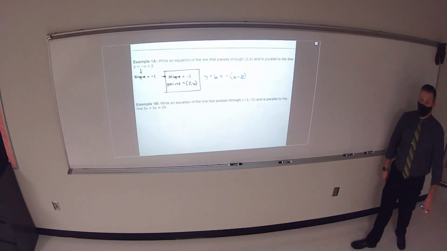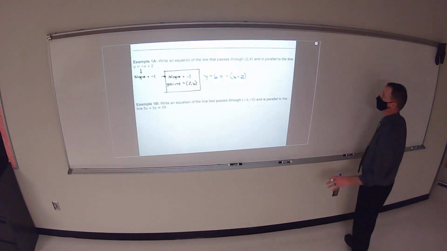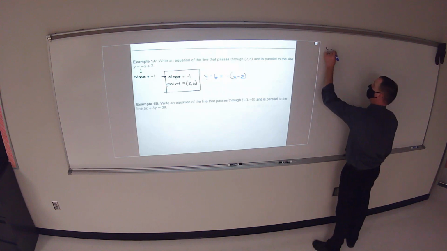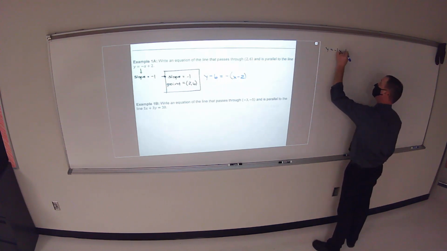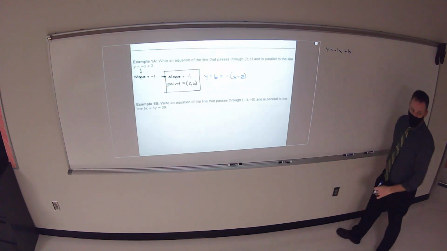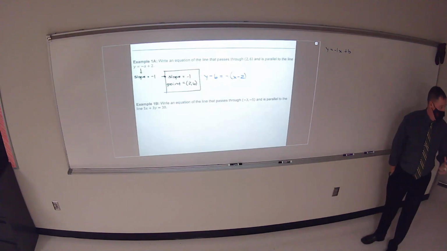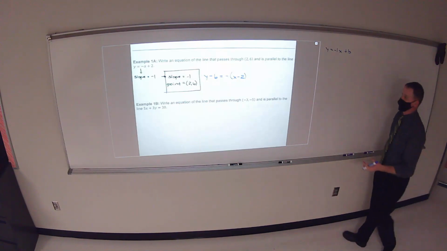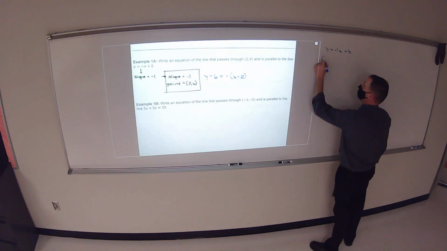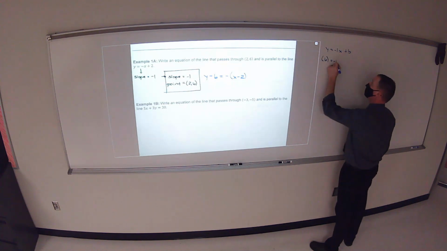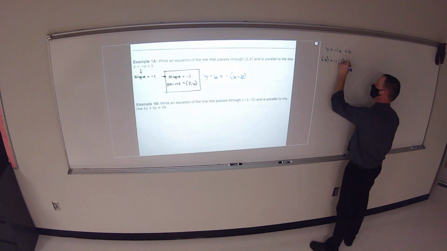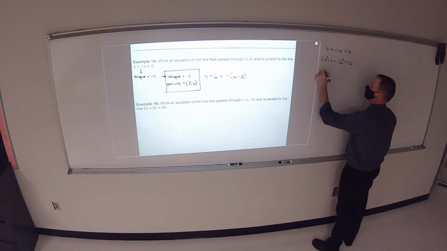Okay, if I want to do slope-intercept form, you would begin by taking your slope, which is -1, and then you would need to use your ordered pair to find your y-intercept. This is what we did prior to Christmas break. So you plug 6 in for y, you plug 2 in for x, and then we'd solve for b.